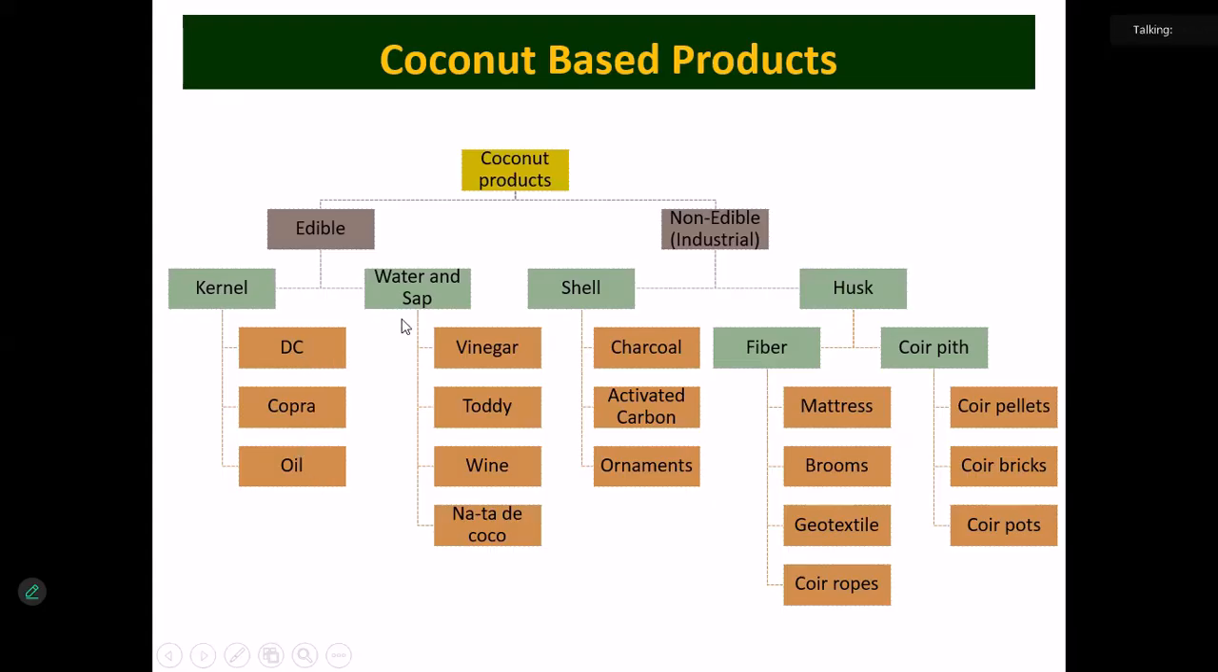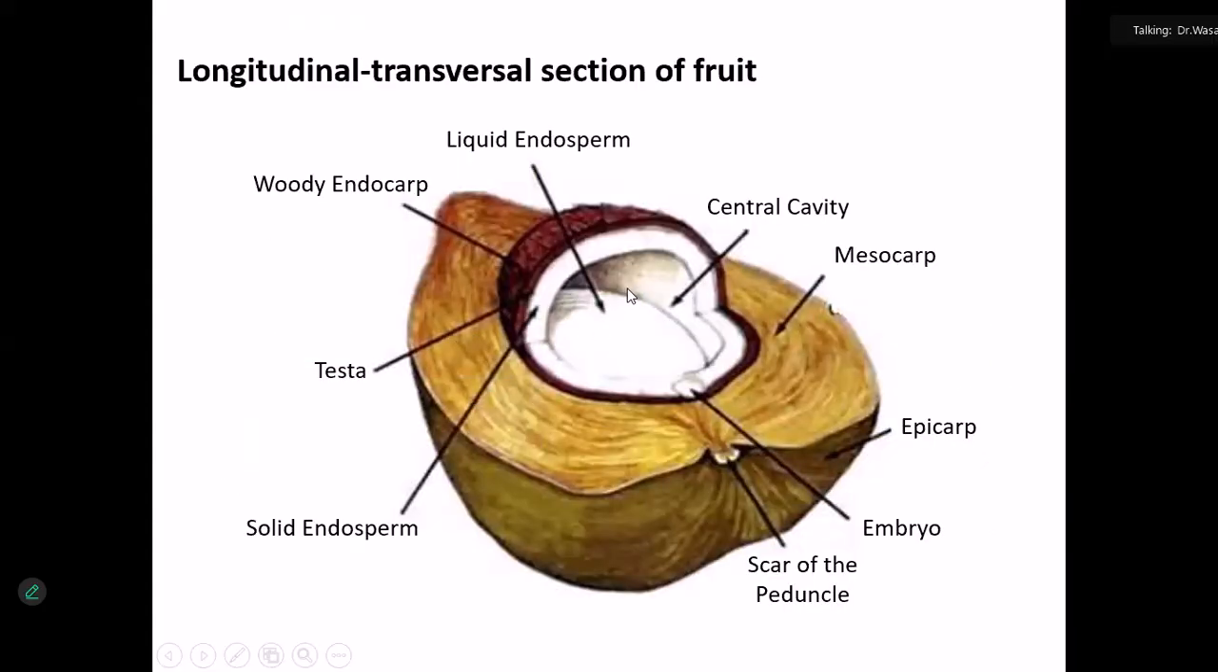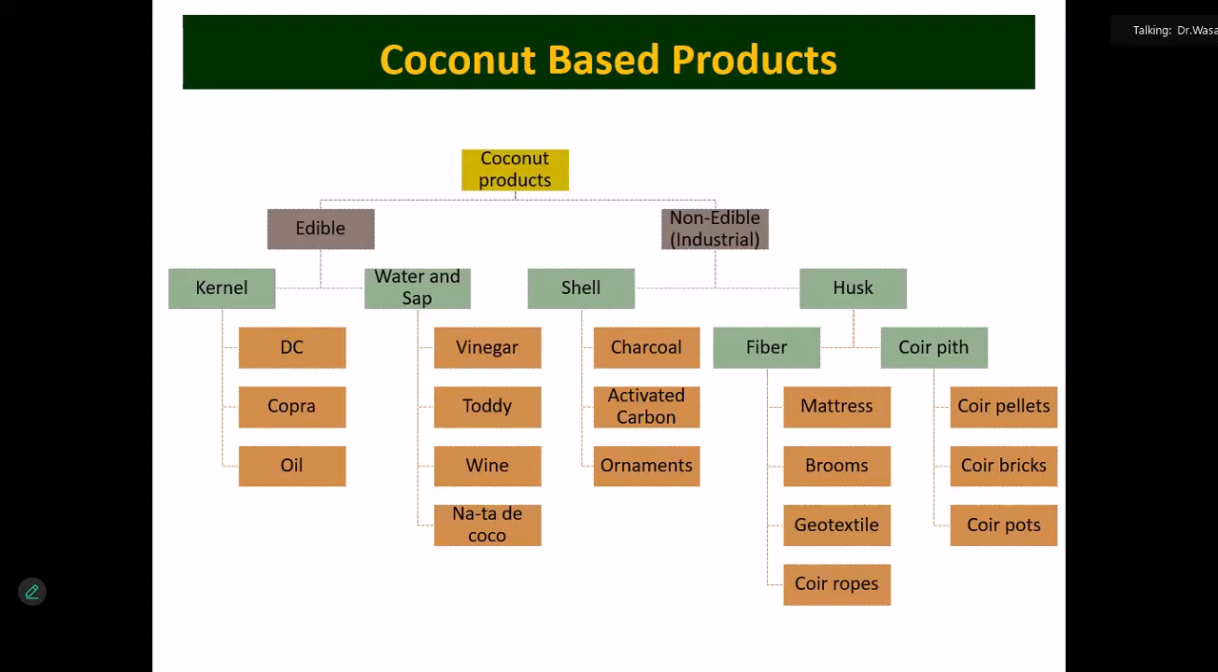Second one, coconut water. Here you can see coconut kernel and coconut water. Coconut sap, you can see from the coconut inflorescence, we can take the juice, the sap. From water and sap, we prepare vinegar, toddy, raw wine, and nata de coco. I will show you, that is a dessert, just like curd.